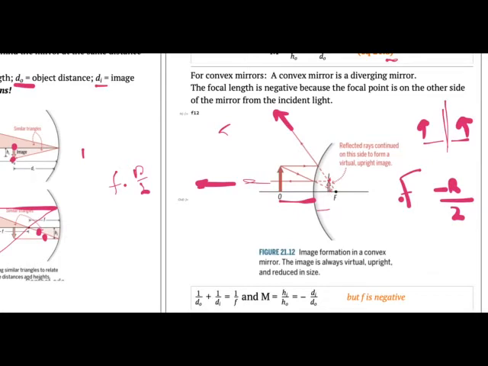Here's a figure which shows how the object relates to the image. Image formation in a convex mirror: the image is always virtual. That means it's on the back side of the mirror. Upright, it's pointing in the same direction as the object, and reduced in size.